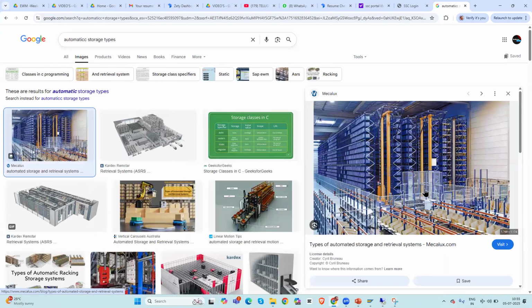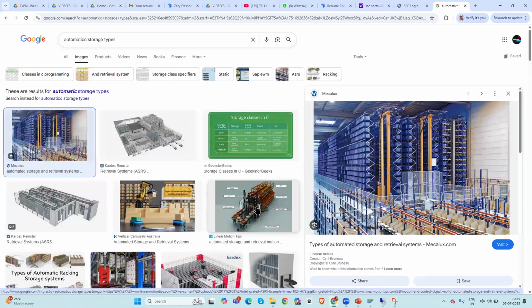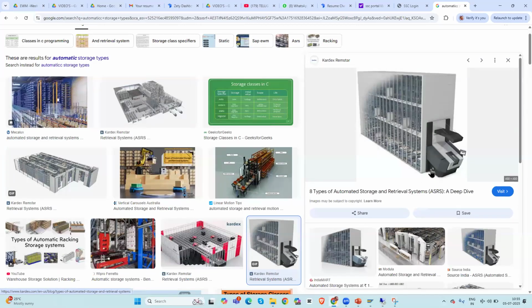Can you see who is controlling this storage type? Can operators go there and do the put away? No. Who can do the put away there? We have automatic lifts and conveyors here. I can say it's automatic. If you see clearly here, can you see here?